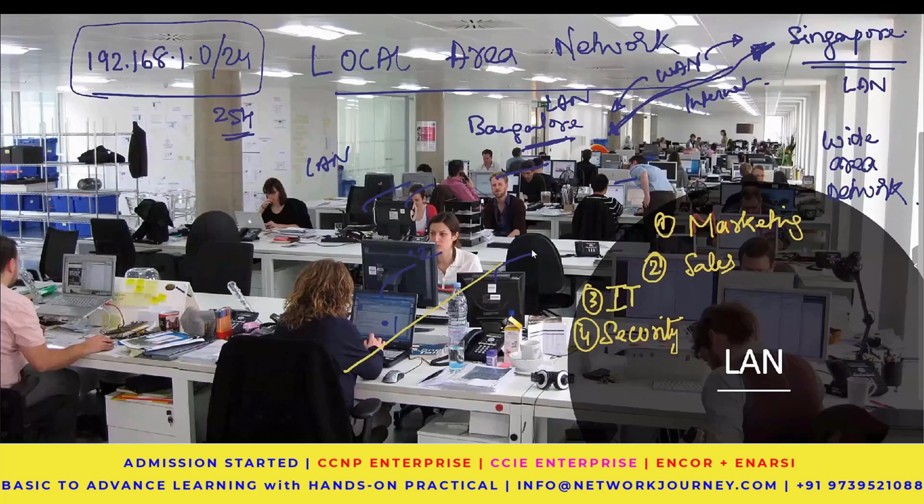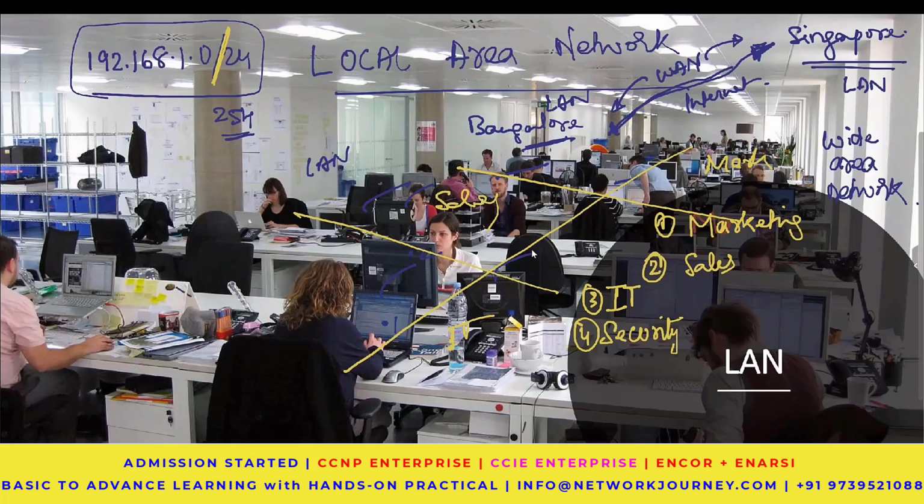So there is a chance that keeping everyone in a broad network is sometimes a security breach, because we don't want the marketing team to ping the sales guys, or the marketing team to access sales-related applications or servers. So we can divide a LAN into sub-categories. That comes under the concept called subnetting.